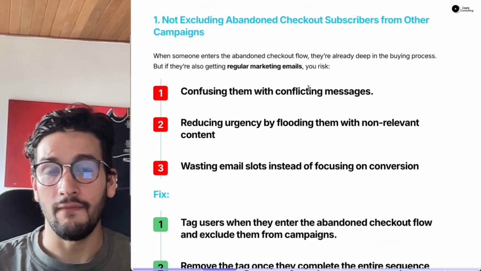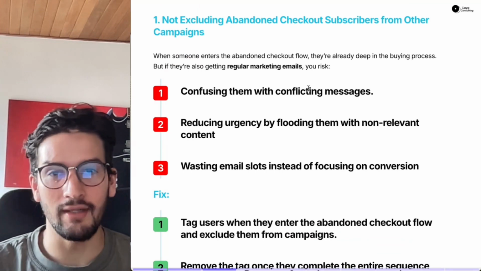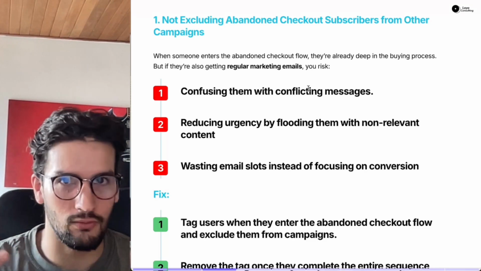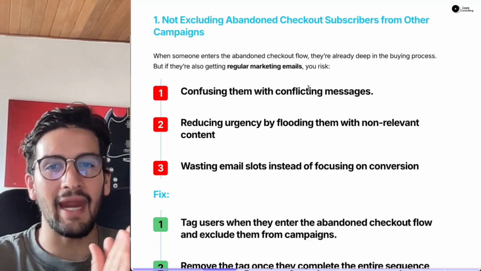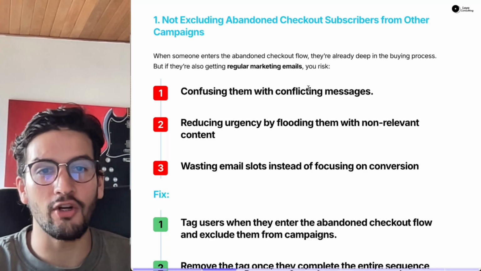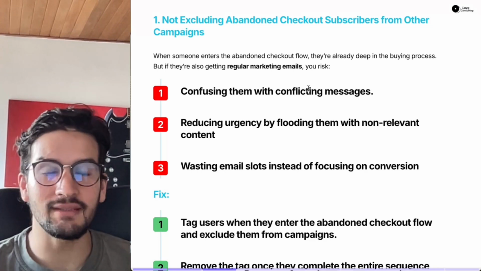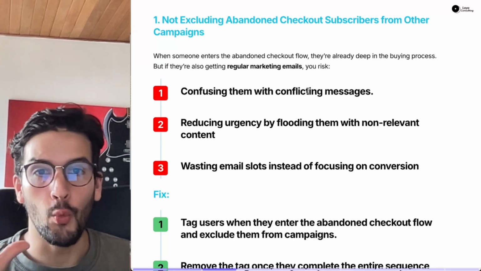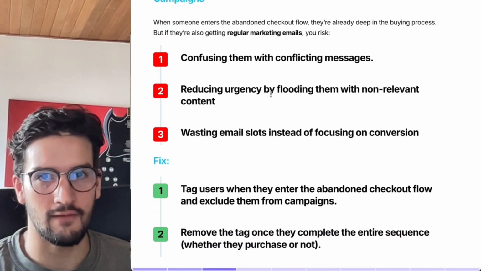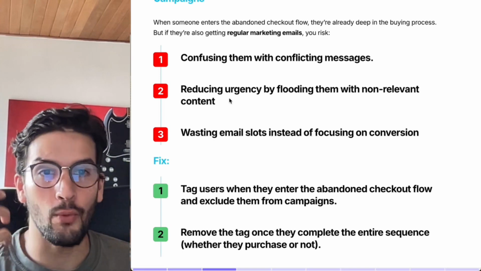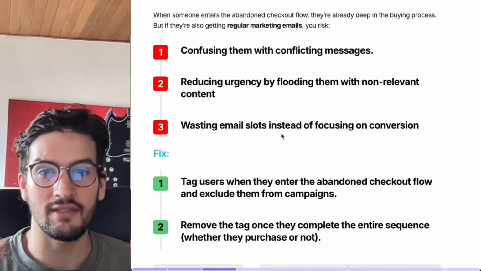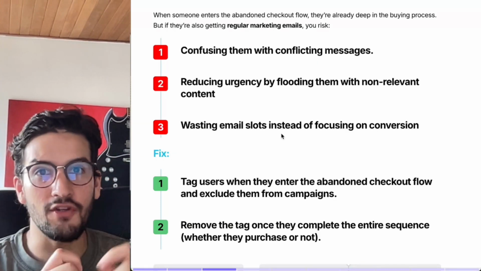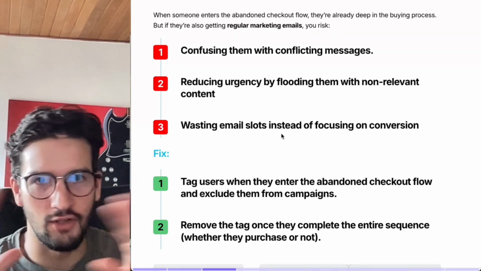First things first, the biggest mistake I see all the time is not excluding abandoned checkout subscribers, or people going through that flow, from other campaigns, from actual weekly campaigns, if you will. When someone enters the abandoned checkout flow, they are already deep in the buying process. But if they're also getting regular marketing emails, you risk confusing them with conflicting messages and offers, reducing urgency by flooding them with non-relevant content, and wasting email slots instead of focusing on conversions, because these people are already at the bottom of the funnel. They just need a quick nudge instead of receiving a bunch of non-relevant campaigns, right?